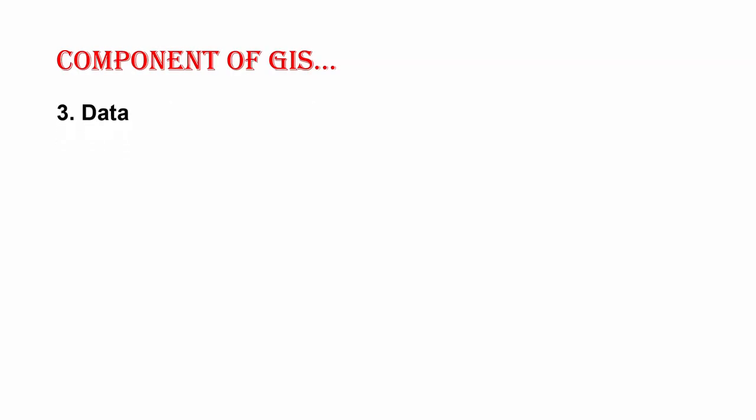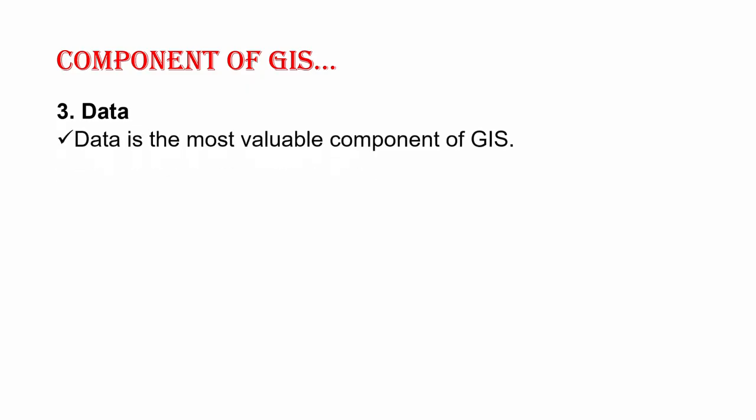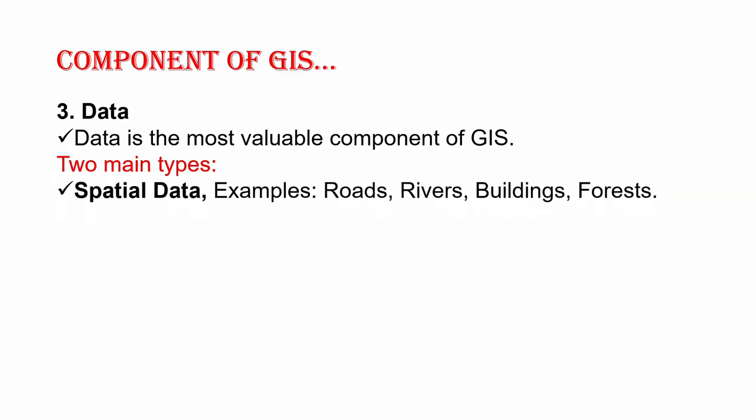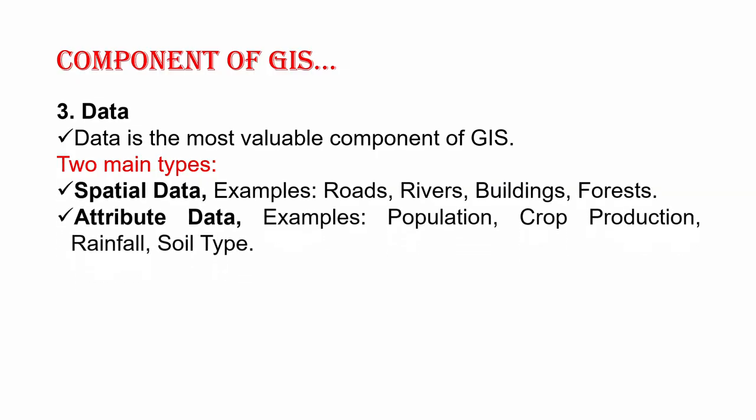The third component of GIS is data. Data is the most valuable component of GIS. Two main types of data are spatial data, for example, roads, rivers, building, forest, and attribute data, for example, population, crop production, rainfall, soil type, etc. However, there are 5 types of data. We will discuss in the next video the complete data structure used in GIS.